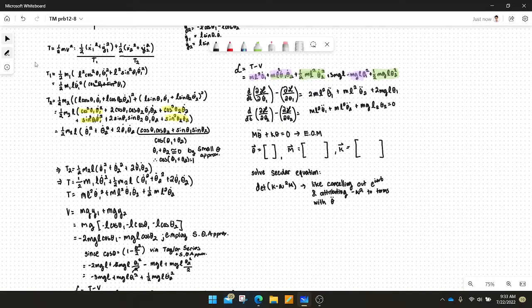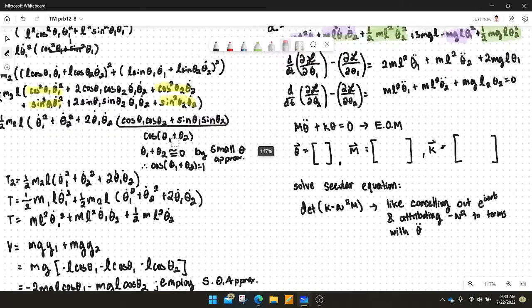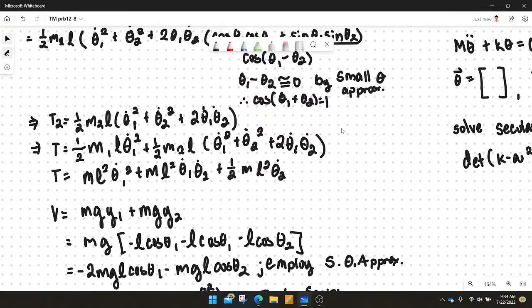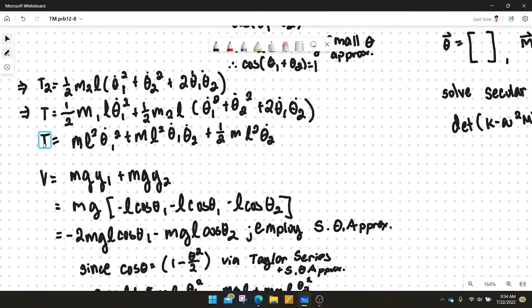There are specific parts here that are important, specifically here where we have to apply small angle approximations to cancel out this term, because cosine of theta 1 plus theta 2, since theta 1 is approximately equal to theta 2, the sum of it is equal to 0. This should be the difference, because it's cos sin. Yes, so this should be the difference. And then this is the whole kinetic energy term.